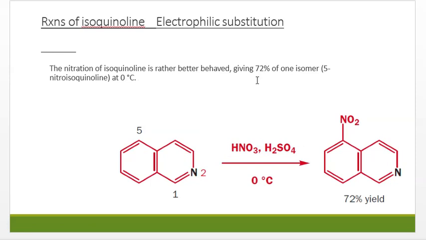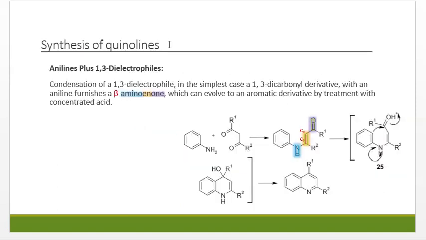Reactions of isoquinoline: electrophilic substitution. The nitration of isoquinoline behaves similarly, giving 72% of the isomer 5-nitroisoquinoline at 0 degrees in this nitration reaction. Synthesis of quinolines.